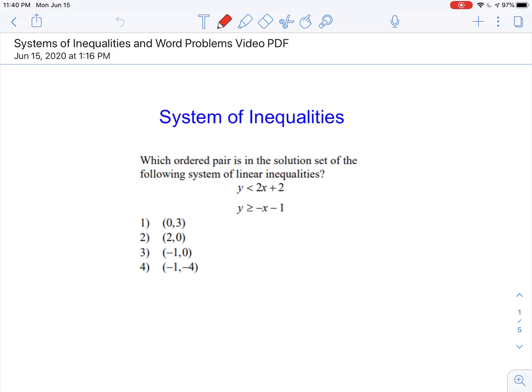Okay, so if we are asked, which is what we're being asked in this first question, to identify ordered pairs that are solutions to a system of linear inequalities, we are looking for the ordered pair that makes both inequalities true. If it does not work for even one of these inequalities, it is not a solution to the system as a whole. So let's go through them one by one, okay?